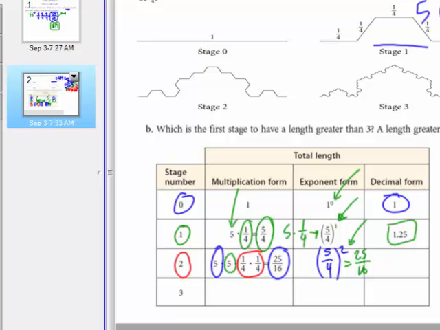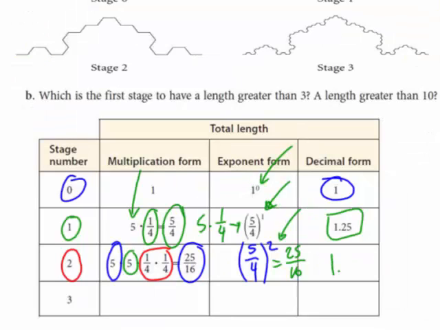All right, pop that back up. So 1.56. Very nice. So now I shouldn't have to think through it as much when I do this next section. So if I do it for stage 3, it should make sense. If I do the multiplication form, now I should have 3 5s being multiplied, and guess how many 1/4s? 3 1/4s.